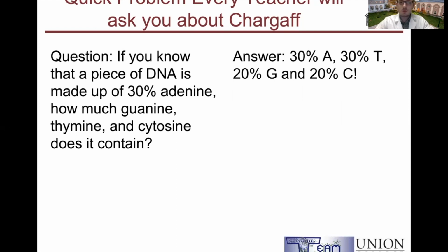So how do we come up with this? Well, if the amount of A is always equal to the amount of T, then with 30% A we'd have to have 30% T. So that's 60% total. If we have 100% total and 60% is taken, we would have 40% remaining. And since guanine has to equal cytosine, we divide the 40% by 2. So we come up with 20% guanine and 20% cytosine. That's how we would calculate our percentages for that type of problem.